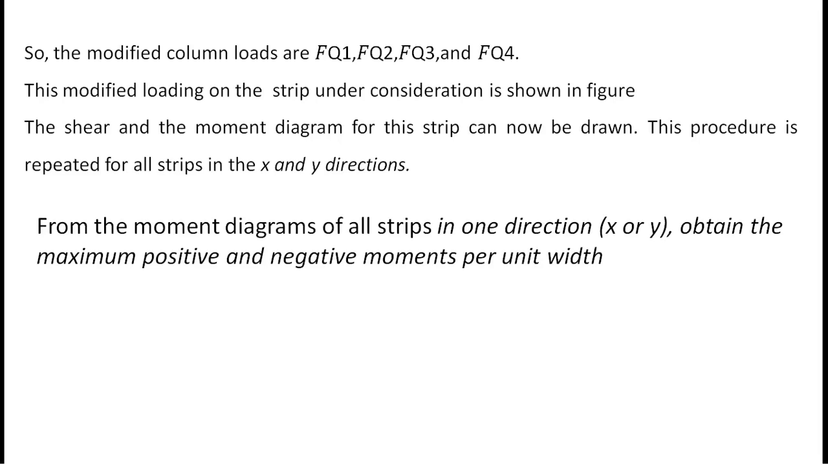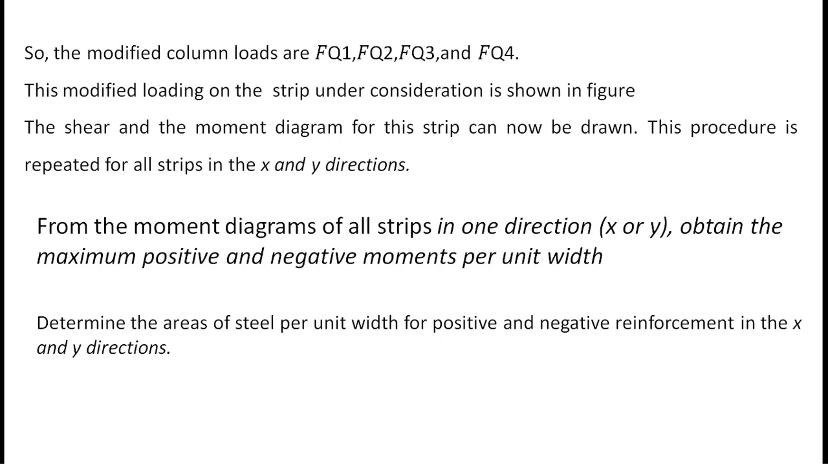Determine the depth by considering IS 456. After you determine the depth, you check again the shear criteria and increase the depth, determine the steel, and provide the steel based on those hogging and sagging areas. That we will discuss in the next video. Determine the area of the steel per unit width for positive and negative moment in x and y direction. Our design is completed.